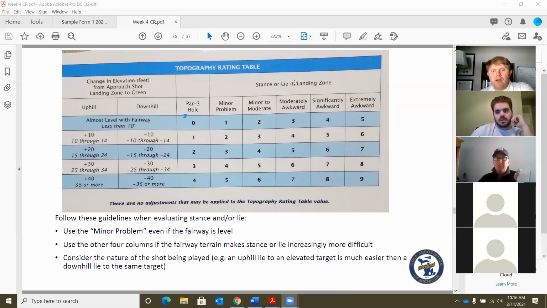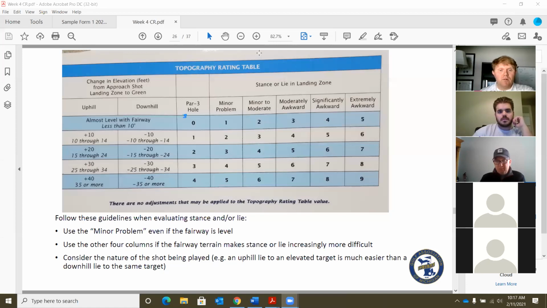So maybe this will help answer it. I'll ask other people to share some of the things that they use. But for me, this is how I evaluate stance and lie. I start at a basis point of looking at the average stance and lie throughout the landing zone that I'm looking at. If I were to take my stance and hit that shot, and I don't think about changing my ball position or changing my aim, that to me is a minor problem.